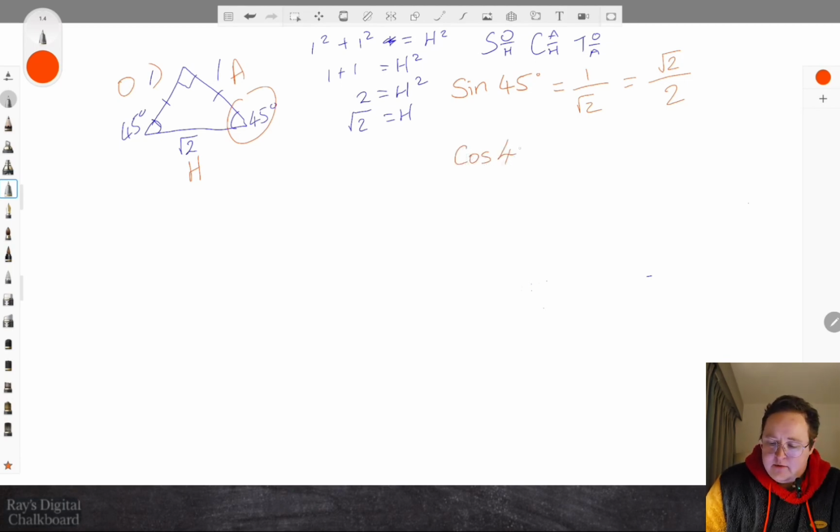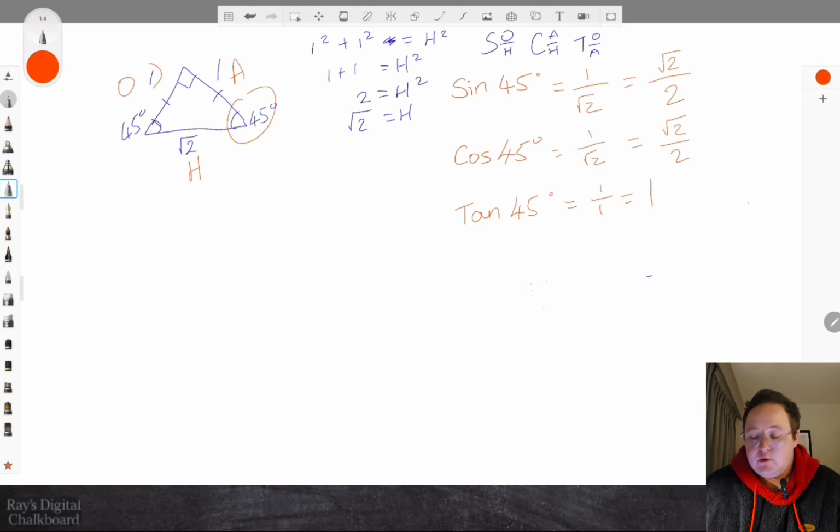We do the same for cos 45. In this case, it's the adjacent over the hypotenuse. The adjacent is also 1. The hypotenuse is still root 2. And again, we'll rationalize that denominator to give us root 2 over 2. And finally, if we go for tan 45, we've got the opposite over the adjacent, which is 1 over 1. So tan 45 is equal to 1. Okay, so that's how we would get the values at 45 degrees.